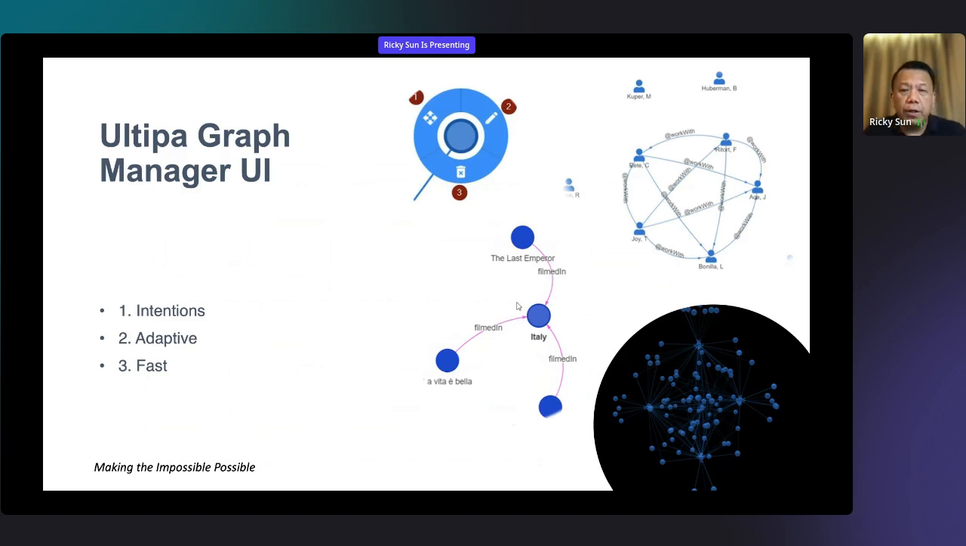What's showing here is that when you're designing or using a graph database, there are a lot of visual tasks you must do. Sometimes you even need to use WebGL to help with the front end visualization, the acceleration of the visualization, right? It has got to be fast, it has got to be intuitive, and it's even adaptive to your needs.